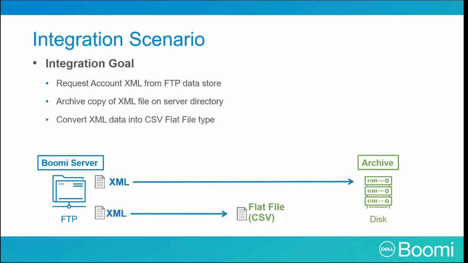We need to build a second branch of our process to convert our XML data into our comma delimited flat file. This allows us to export the data into our fictional Excel spreadsheet. Now, the Excel spreadsheet doesn't actually exist, but it's used in our example. Finally, we need to archive our new CSV file onto our server directory.